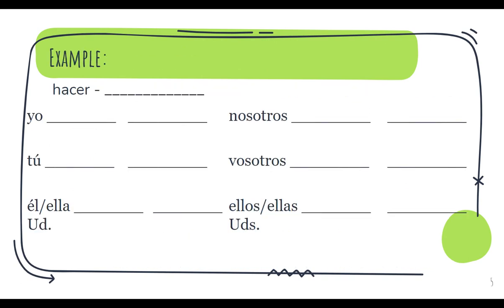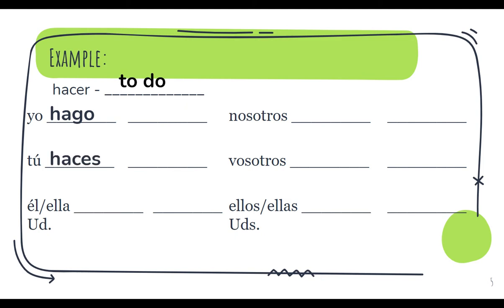Hacer is one of our vocab words. It means to do or to make, and the yo form goes to hago. So normally you would think it was supposed to be hazo, but it becomes hago. Some of the go's will replace a letter, and some of them are simply adding to the letter. The rest of the forms of hacer are regular.